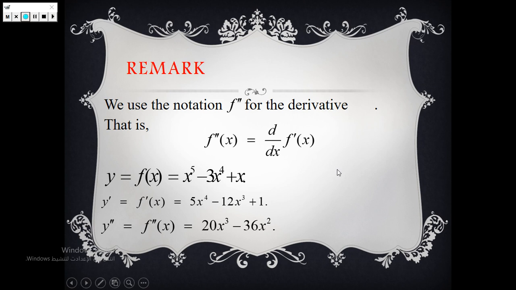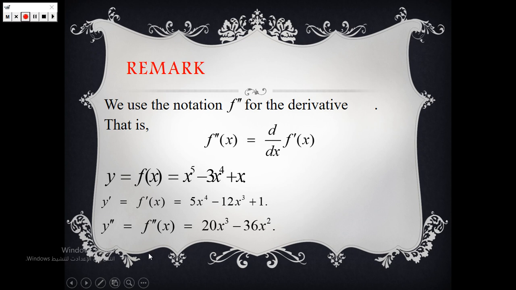Now he will ask us to find the second or the third or the fourth derivative of any function. Now y equal f of x equal x power 5 minus 3x power 4 plus x. First derivative y dash equal derivative of x power 5, 5x power 4. Derivative of minus 3x power 4 will be minus 12x power 3. Derivative of x is 1.